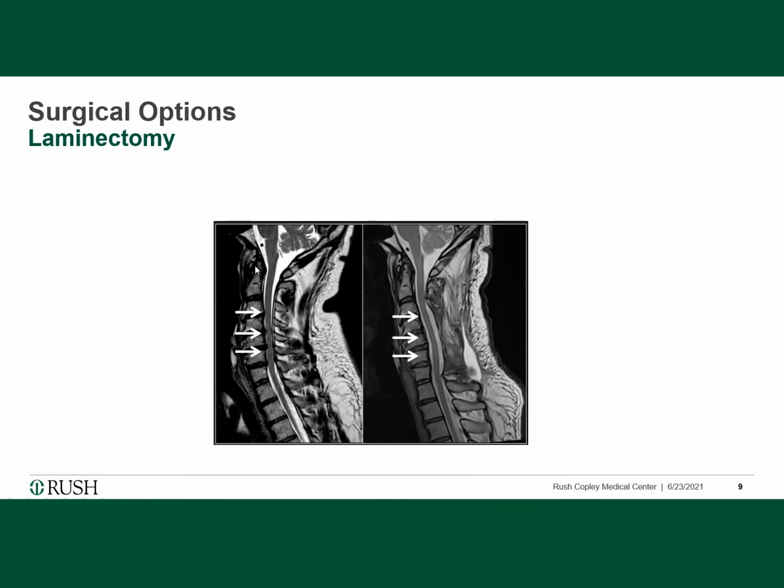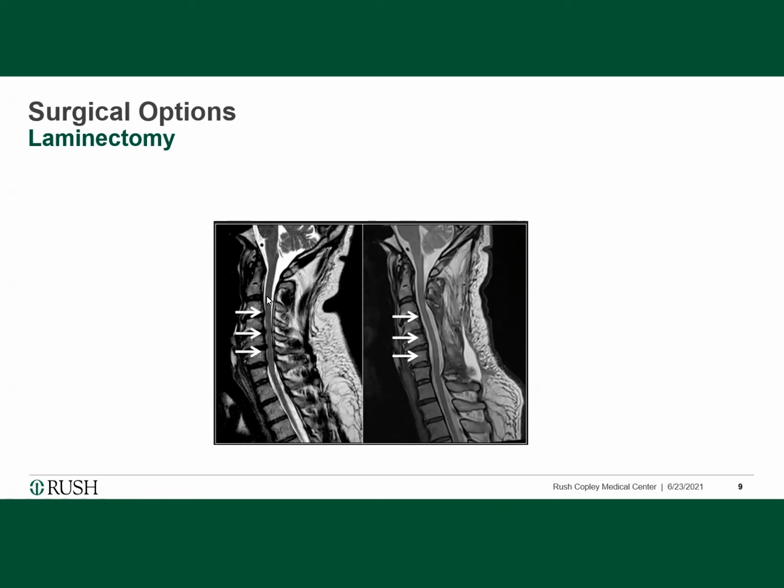And the reason for that was because of the significant compression of the spinal cord from the stenosis or narrowing around the spinal canal. So this patient underwent a procedure called a laminectomy, where I went in from the back of the neck and essentially removed some of these bones back here to open up room for the spinal cord. And this is an MRI after the surgery.